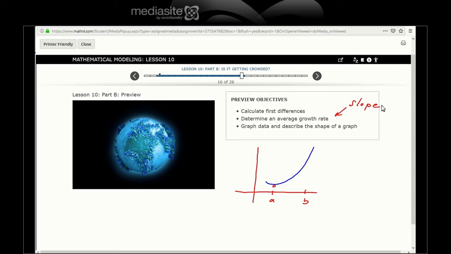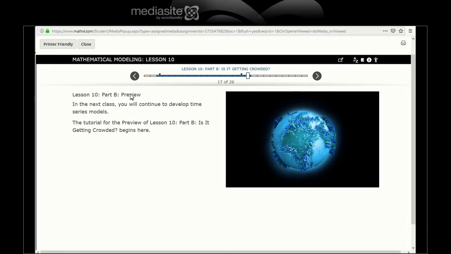Basically what you're doing is a straight line approximation, finding the slope. No matter what the function or the relationship looks like between A and B, the average growth rate between A and B is the slope of the line between coordinate points A and B. We'll get there. So in this class, you will continue to develop time series models. The tutorial for the preview of Lesson 10, Part B, "Is it getting crowded?" The world, that is, begins here.